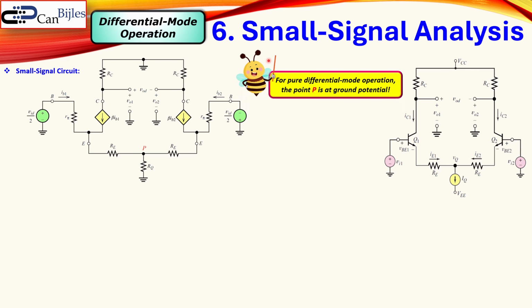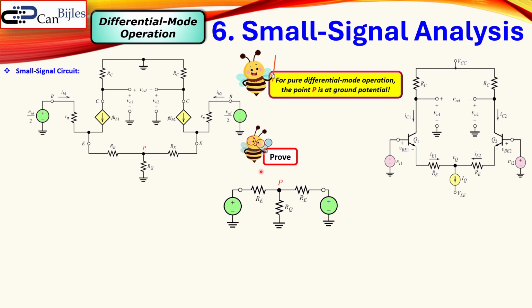Now for a pure differential mode operation, the potential at node P is at ground potential. So it is actually virtually 0 volts. But why is that? Can we prove it? Of course we can prove it. Let's do that. Let's use a very simple circuit. So let's say we have here the resistor RE and RE, and there's an RQ here. So it's actually similar to this situation.